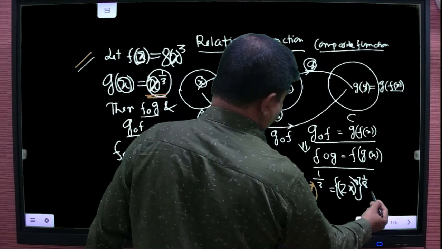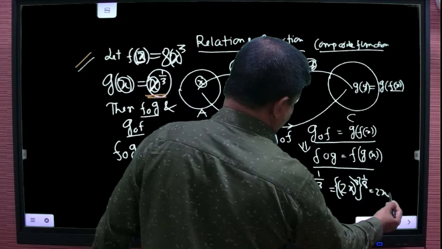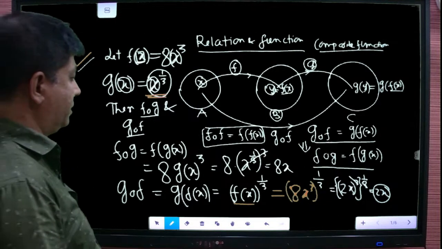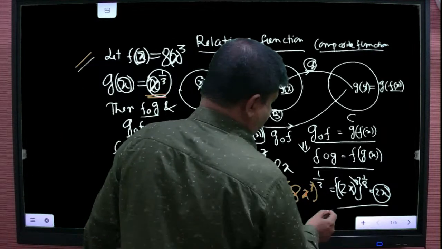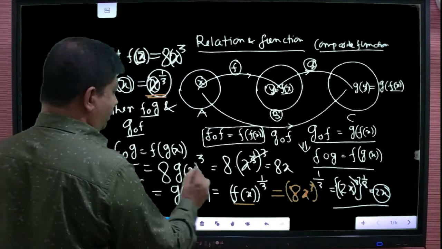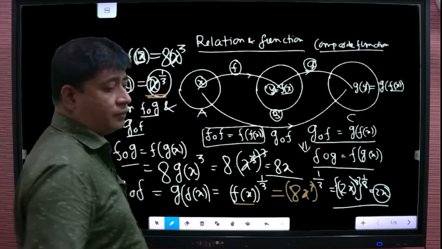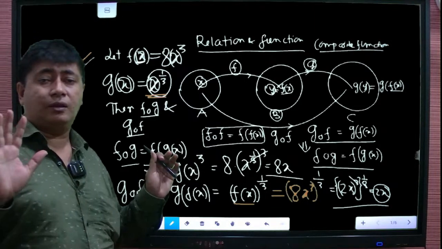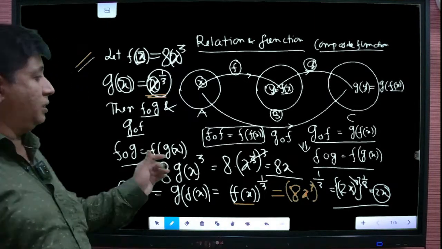Three cancel, 2x. So g of f is equal to 2x. F of g is equal to 8x. Okay. Hope you got the minimum idea of composite function.